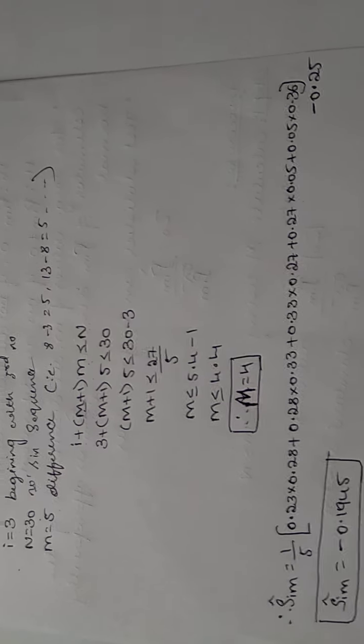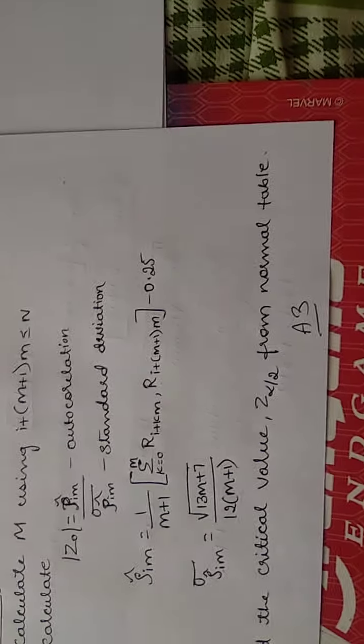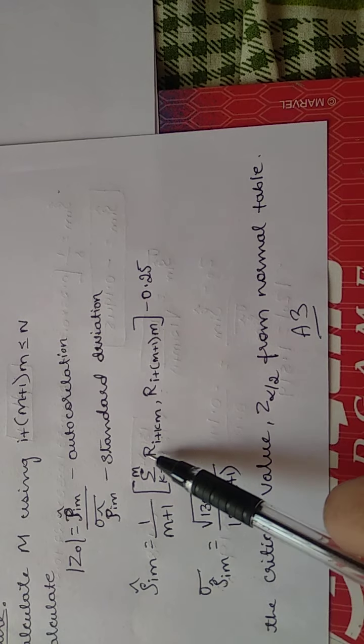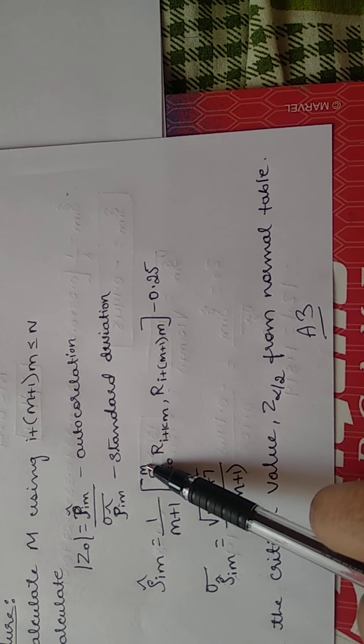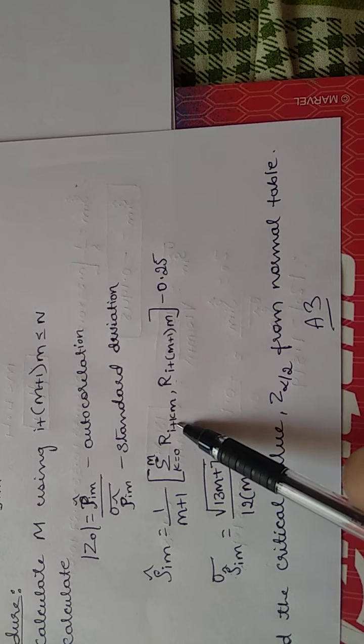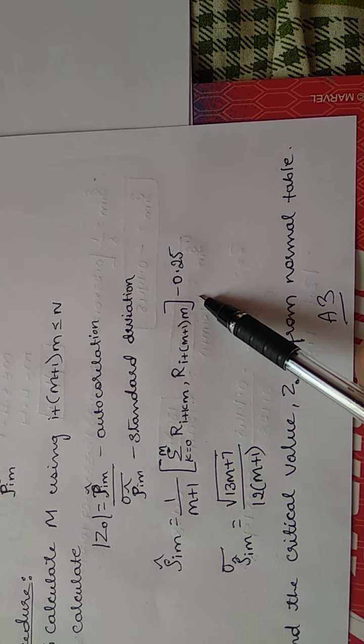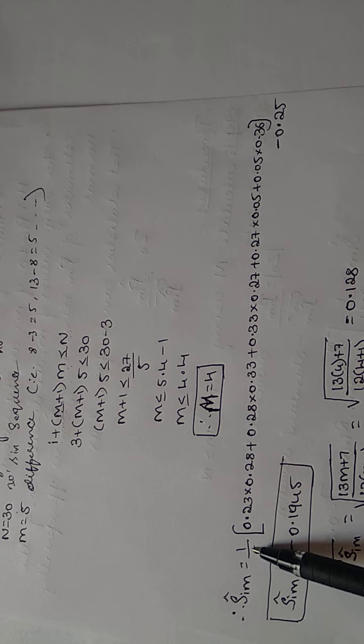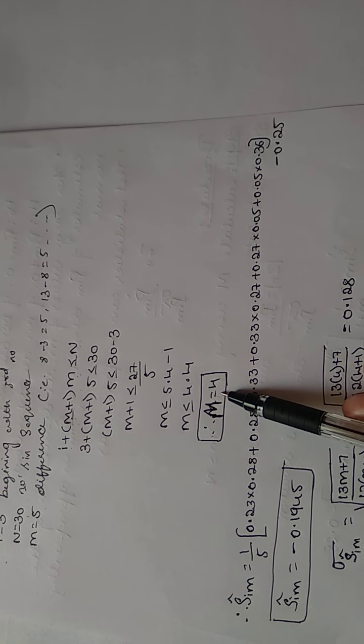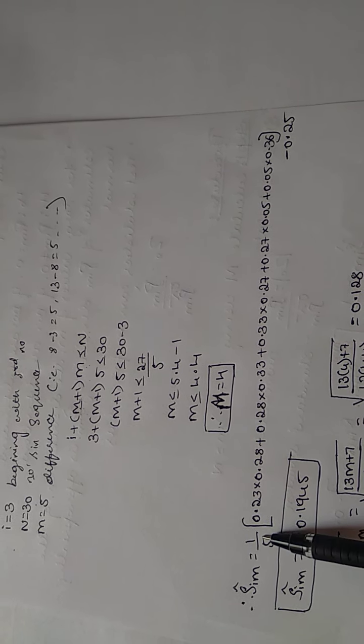Now you have to find out rho cap and sigma of rho cap. See, this is rho cap Im is equal to 1 divided by m plus 1, summation k is equal to 0 to m, of the terms I plus km, I plus m plus 1 comma m, minus 0.25. Here, rho cap Im is equal to 1 divided by m plus 1. The m value we have already calculated. It is 4. 4 plus 1 is 5.